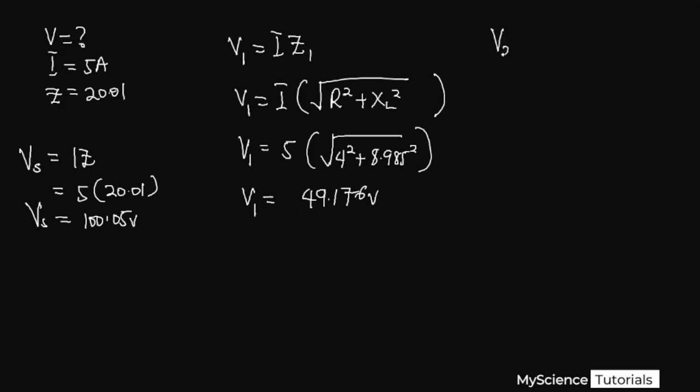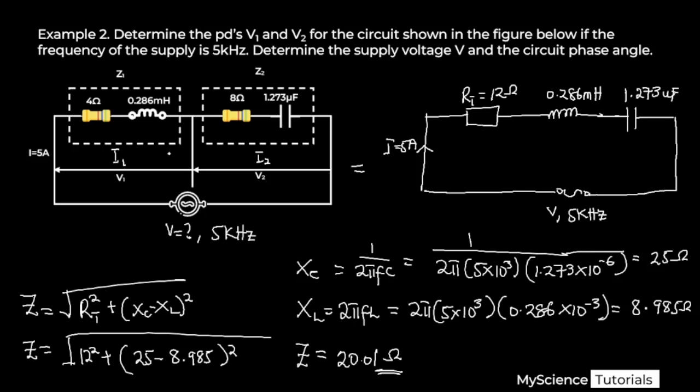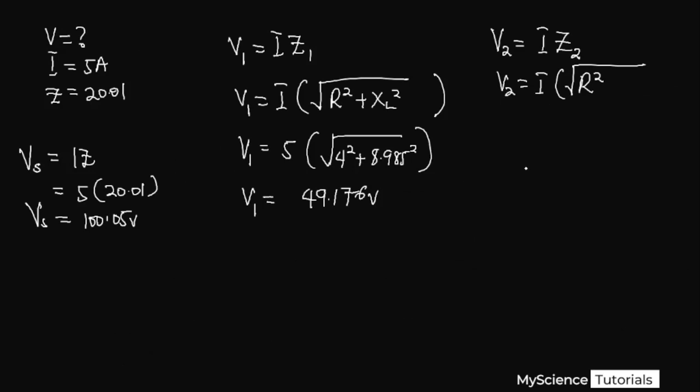Now what is V2? V2 will be the same thing, but I multiplied by Z2. So what is our Z2? Our Z2 is equal to the root of R squared, but then we realize that if we look at the circuit, instead of having an inductor, we have a capacitor over here, which has 1.273 microfarad as its capacitance. So it's going to be the root of R squared plus XC squared.